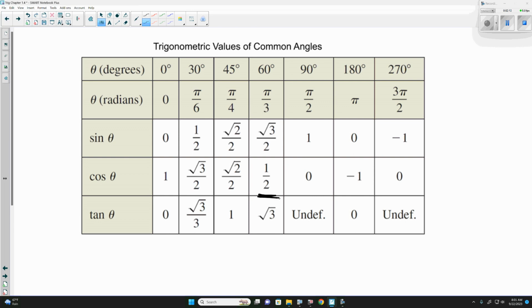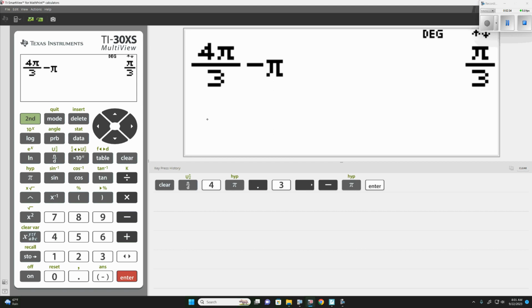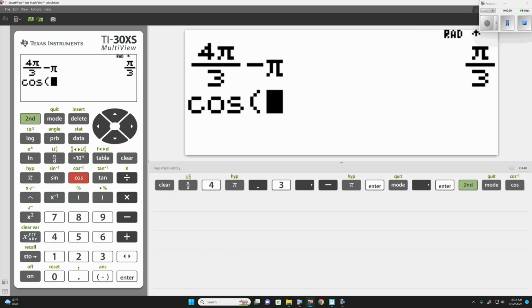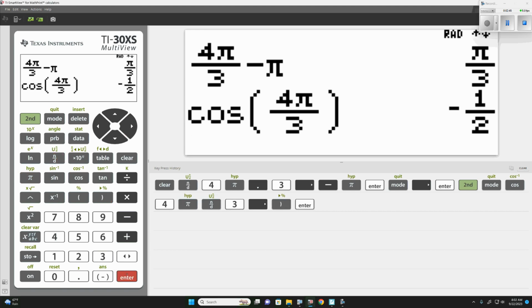Cosine is 1/2. So I can come over here and say that this is 1/2. Now we need to be careful because, again, we're in the third quadrant and cosine is negative in the third quadrant. Mode, turn it into radians, second quit. Because I could say cosine of 4 pi over 3 and it'll do it also.